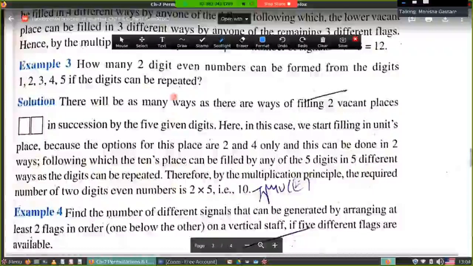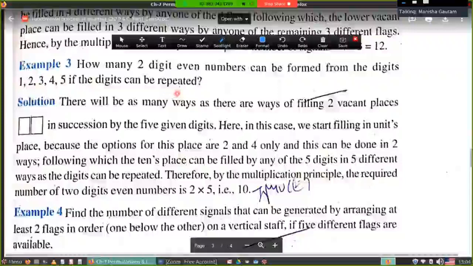What is written? Digits can be repeated. It means what? The ones place can be filled by using 2, and the second place, the tens place, will be filled by any of 5 because repetition is allowed. So that's why it is 5 into 2. Total ways are 10 ways.